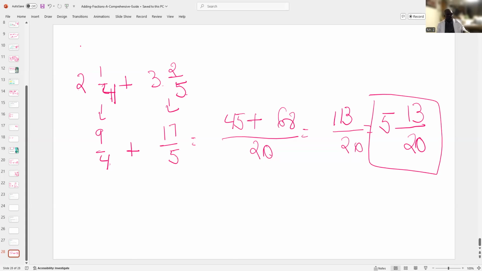This is, dear friend, how you add what we call mixed numbers together. All right. This is how to add mixed numbers together. Now, let's see.